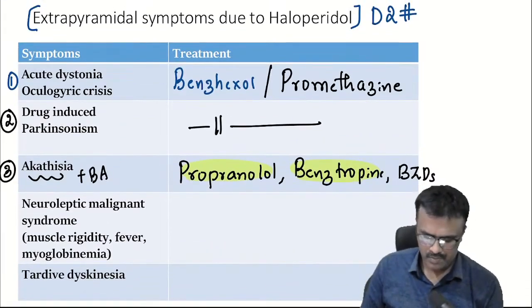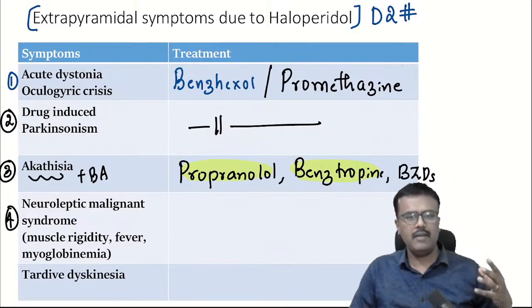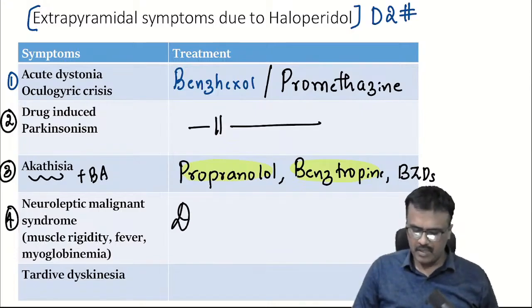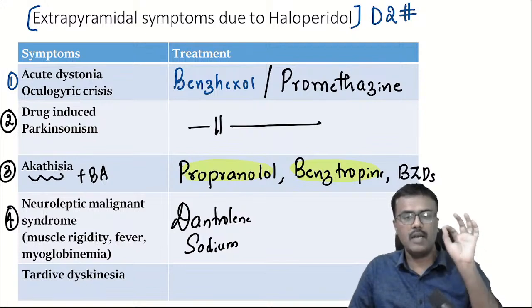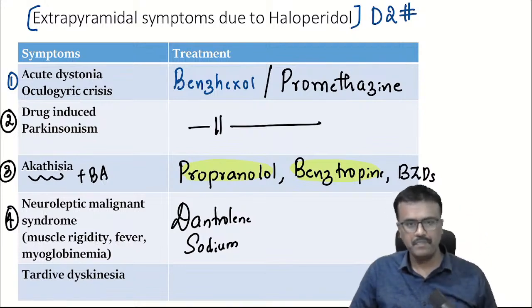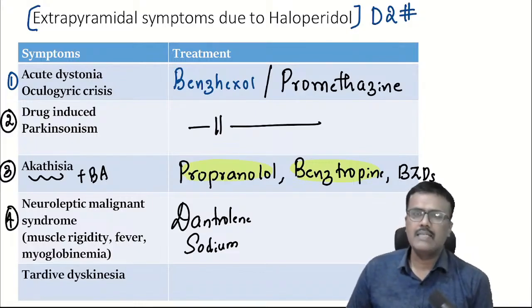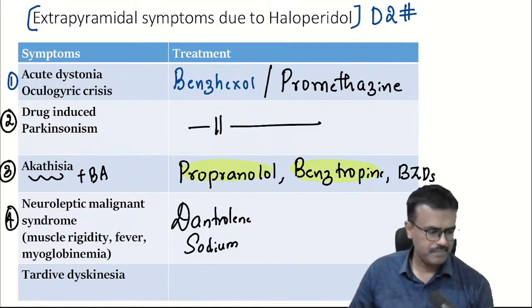Number 4, neuroleptic malignant syndrome. Here there is rigidity, temperature is very high, myoglobinemia. The drug of choice will be dantrolene sodium. It's a muscle relaxant which inhibits ryanodine receptor 1. And I told you, it is also the drug of choice for malignant hyperthermia caused by succinylcholine, halothane, desflurane, like that.